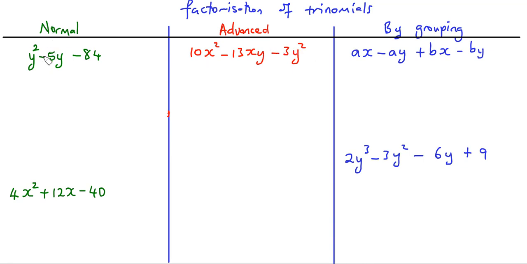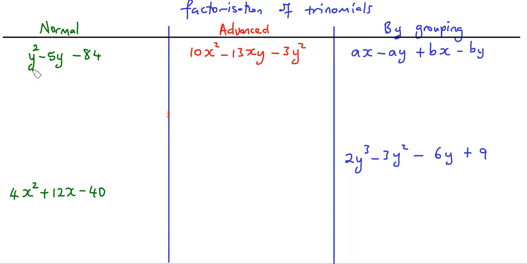But what is the normal part? The normal part is that the coefficient of the y squared here is actually 1. But whenever the coefficient of the first term, the higher order one, is not 1, then it means that it's an advanced one. Now, how would you solve this? I want to teach you a method where you can relate from this normal one to the grouping one, so that you can understand this whole thing.